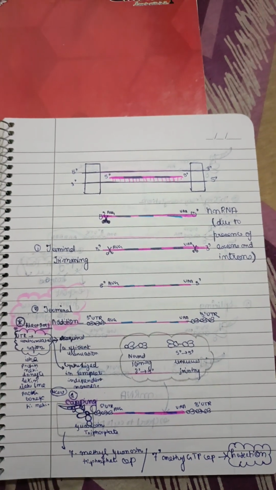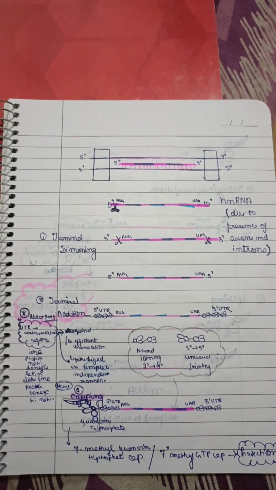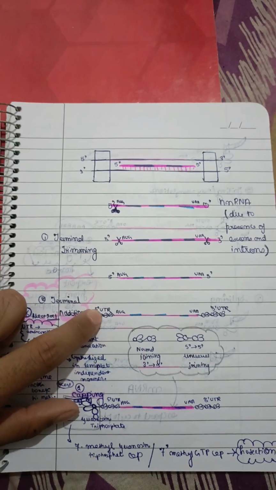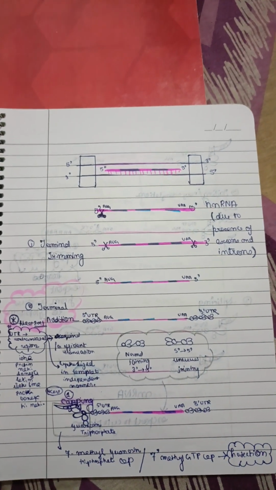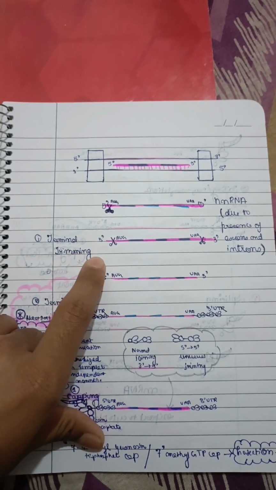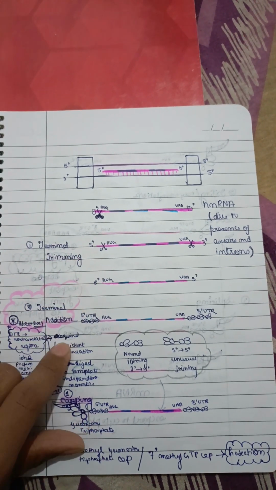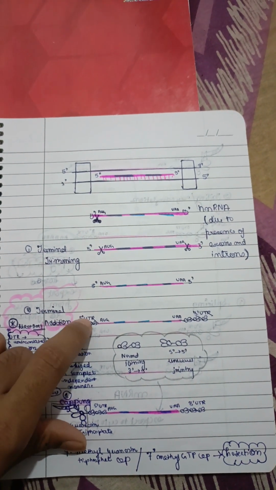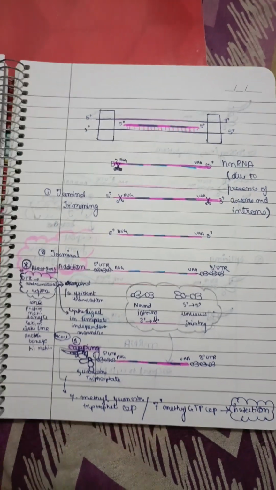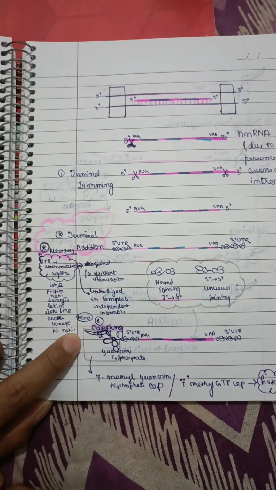Protein will not be made from these. Okay, but they are required for the efficient translation. So initially the extra part of terminal trimming is first done, then terminal addition is done, where UTRs are added to the sequence.